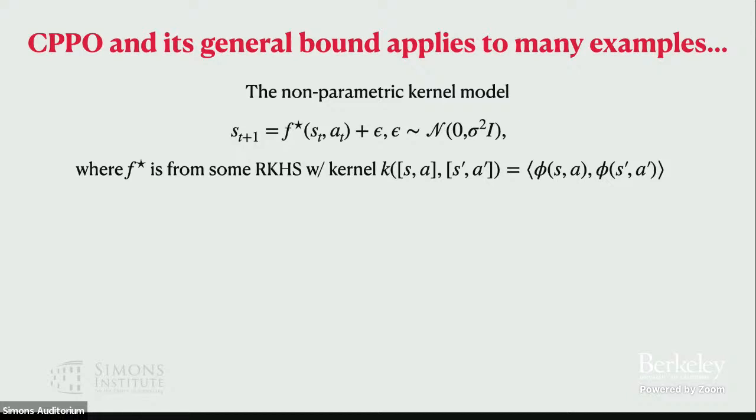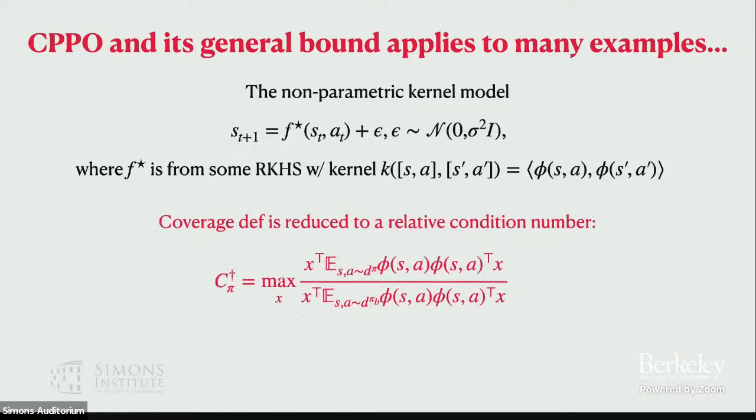So in this case, we can refine the ratio-based coverage to this relative condition number style coverage. Here in the numerator, you have the feature covariance matrix averaged over the state-action distributions induced by the policy you care about. And in the denominator, you have the feature covariance matrix corresponding to the offline distribution. In some sense, we are measuring coverage in terms of subspace rather than density ratio anymore.